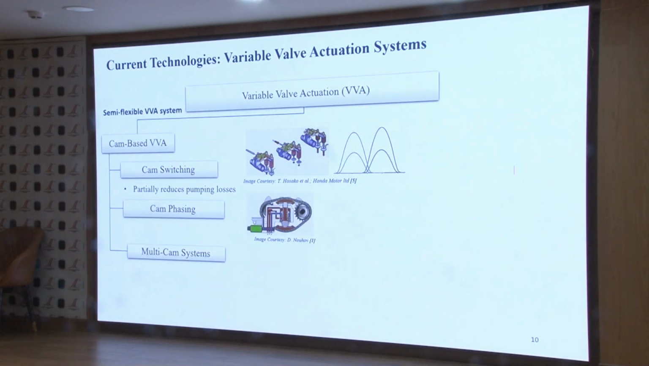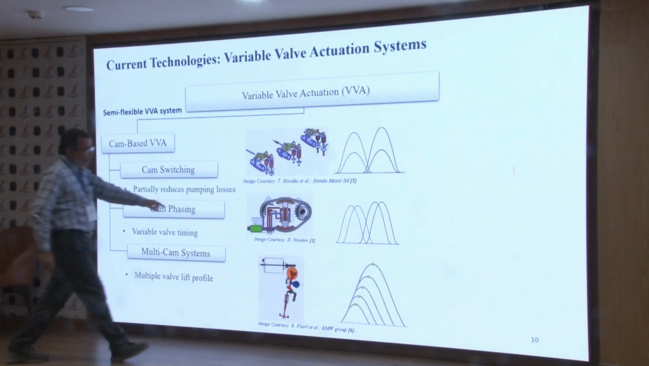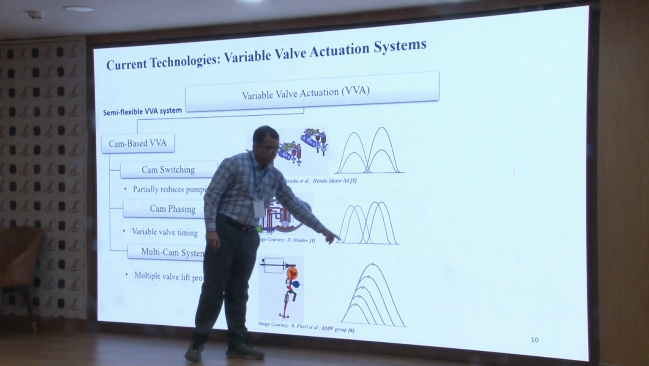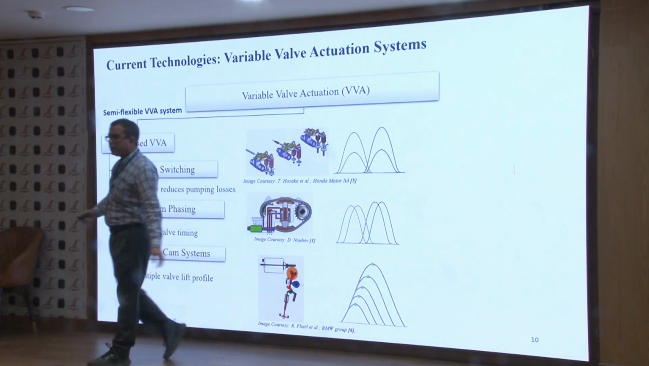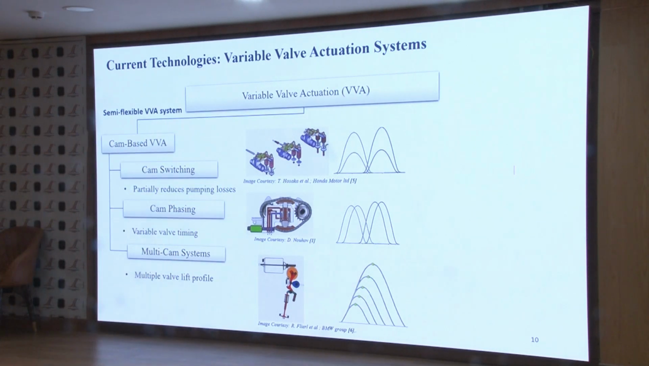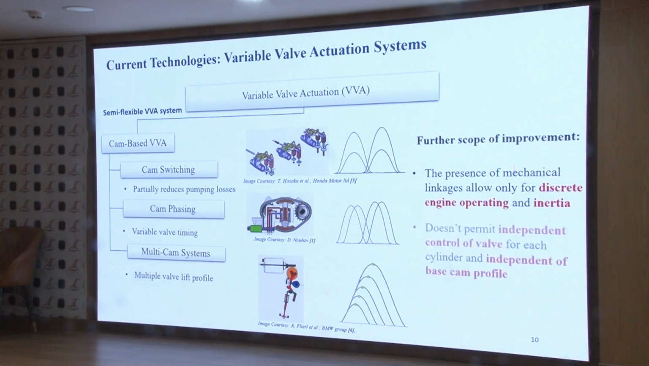We have cam phasing, where we can change the phasing between the camshaft and the crankshaft, and in that way we can change the valve opening and closing. But all these mechanical valve actuation systems are much better than our conventional valve actuation system, but still they are discrete in nature. It is not a continuous system.